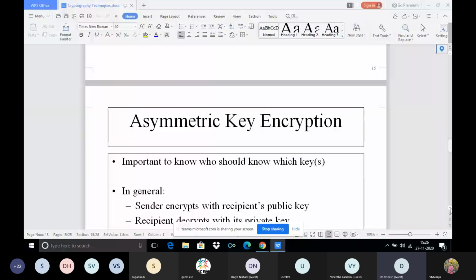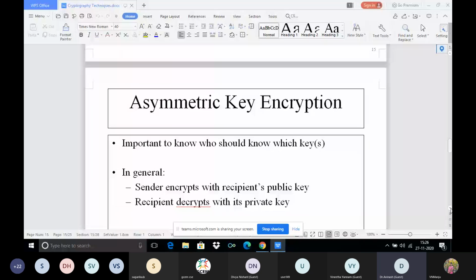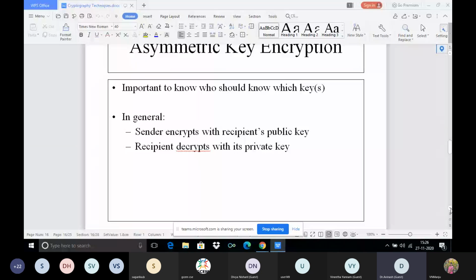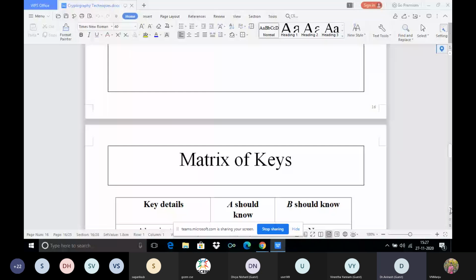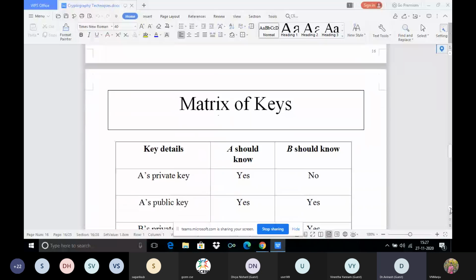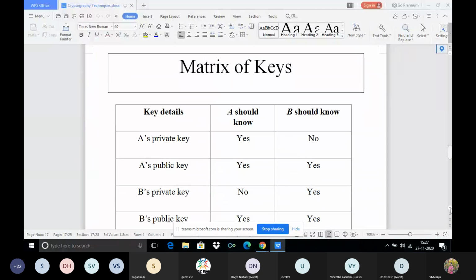Now, when we discuss the asymmetric key encryption method, the important point is that we should know how the sender encrypts the message with the recipient's public key, and how the recipient decrypts it with the private key, because both have different keys. This is how encryption and decryption happen in the asymmetric cryptographic method.